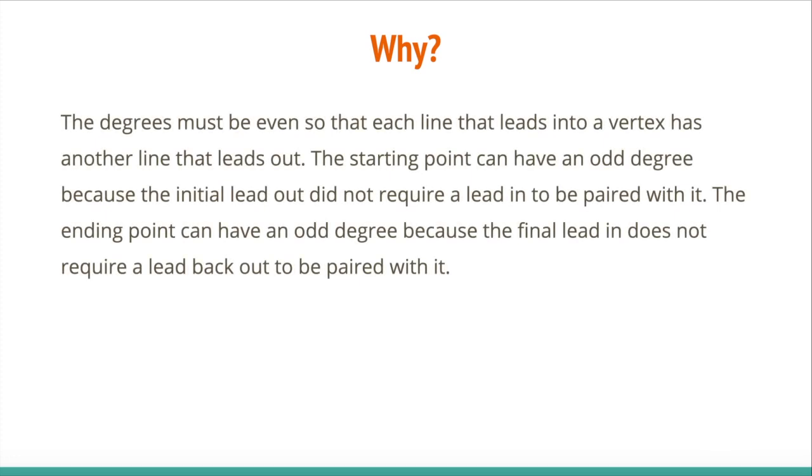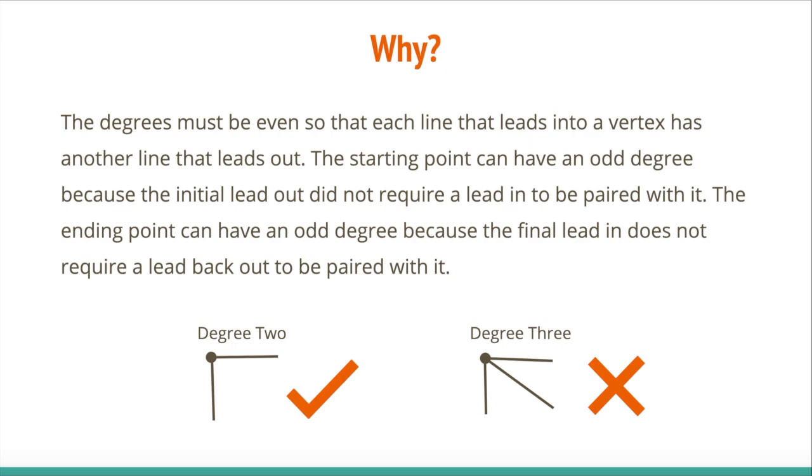So why is this the case? The degrees must be even so that each line that leads into a vertex has another line that leads out. The starting vertex can have an odd degree because the initial lead out did not require a lead in to be paired with it. The ending point similarly can have an odd degree because the final lead in does not require a lead back out to be paired with it. So degree 2 works, degree 3 doesn't work, unless it's the starting or ending vertex.